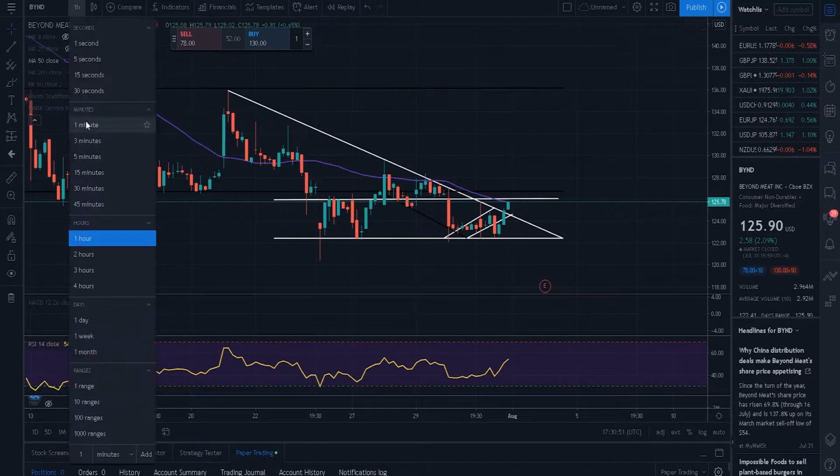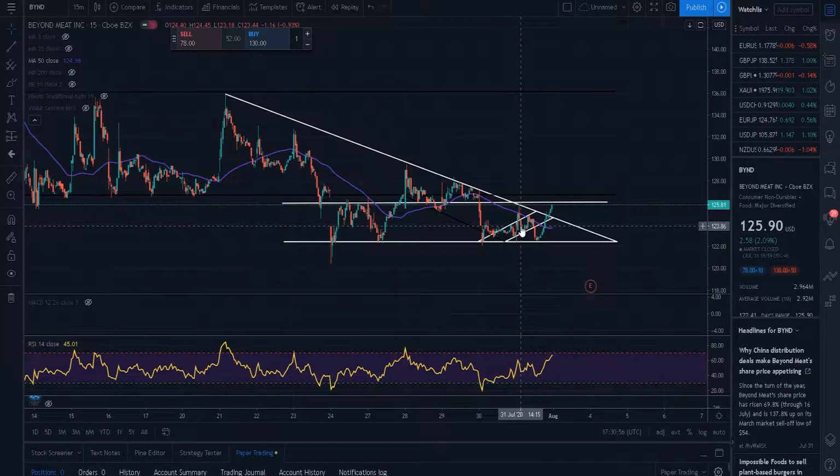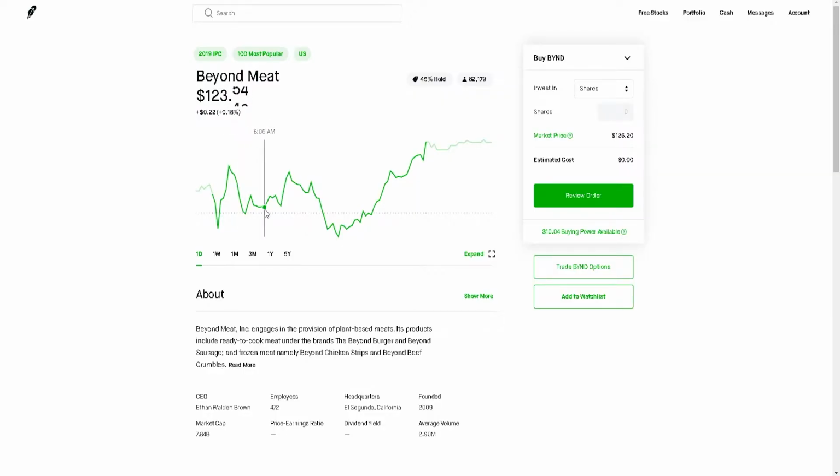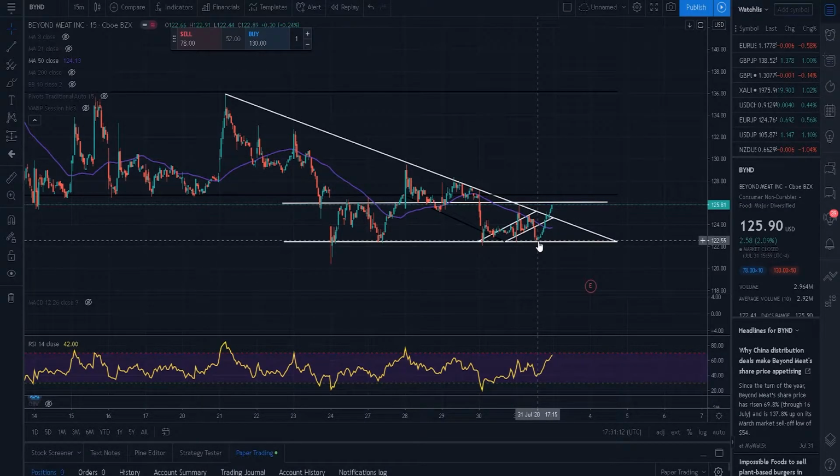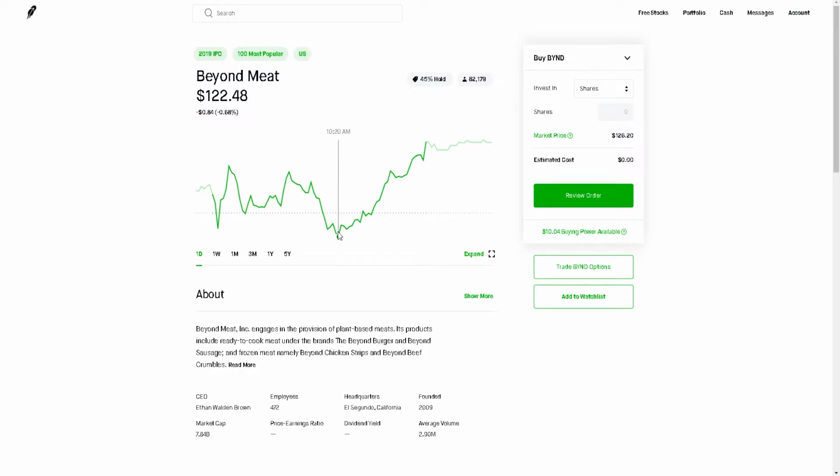Let me go to the 15-minute chart. So market open right here, July 31st. You see this green candle up? That's this green candle up. You see this red candle down followed by a green candle up? This is that red candle down followed by that green candle up. And this severe dip, to the lows of 122.40.